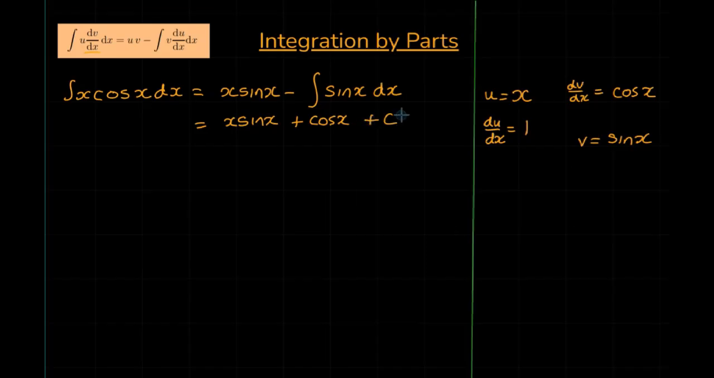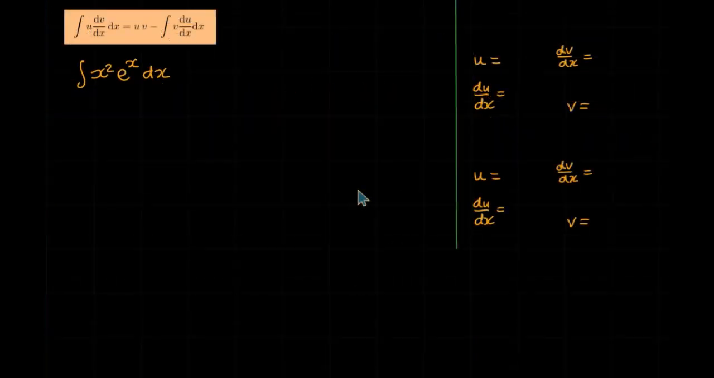and I need a plus c at the end, and there we go. Now on this second example, again I'm going to let u be something to do with x or x squared. The reason we do that is because it simplifies as we differentiate. We normally do that except in exceptional circumstances, and we'll come on to something like that in a little while.